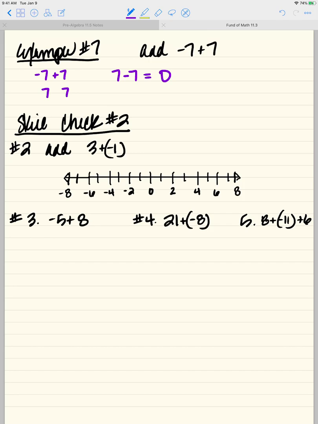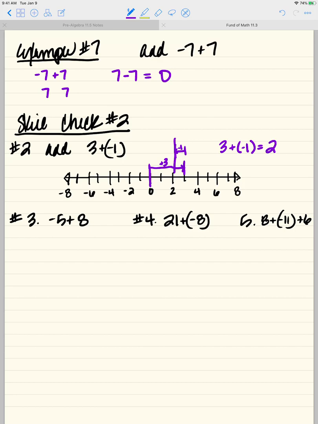Number 2 says add 3 plus -1 on a number line. So we're going to go 1, 2, 3. Takes me to 3. There's positive 3. Okay? Plus -1. So now I need to move to the left because I need to go -1 units. So I move to the left 1 unit. There's my -1. And where did I end up at? I ended up at 2. So 3 plus -1 is equal to 2.